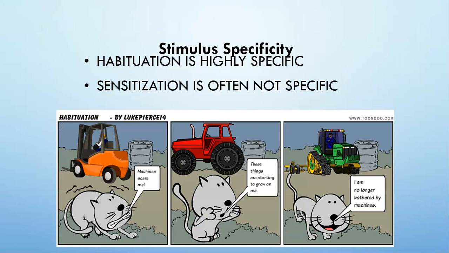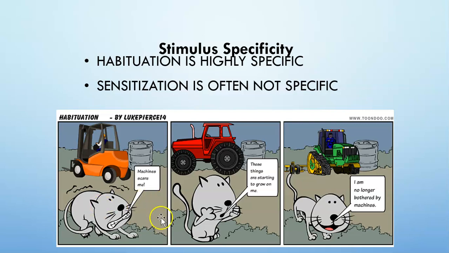Now, stimulus specificity. It's a hard word to say, guys. It's a Monday. But pretty much what we're saying is that habituation is to one particular stimulus. So habituation is highly specific to a specific sound, whereas sensitization isn't quite as specific.